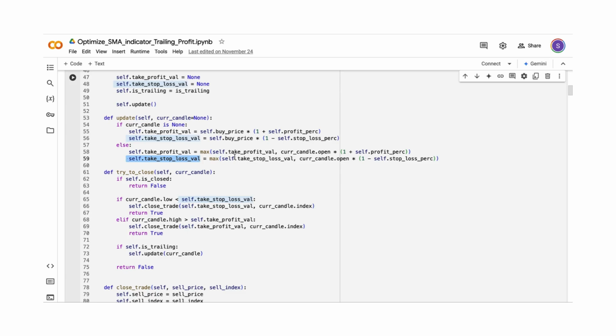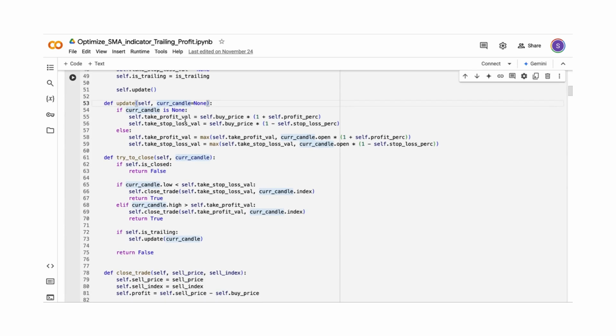What this means is that if the current candle's open is larger than the previous candle's open, this number is going to be larger than what we had defined previously, and this is going to be the new stop loss. But if it's smaller, we are going to keep the current stop loss value. This update makes sure that we are constantly updating the stop loss and the take profit at each time period. And now, when we call the try to close function at each time period, we will use the most updated stop loss value and take profit value.